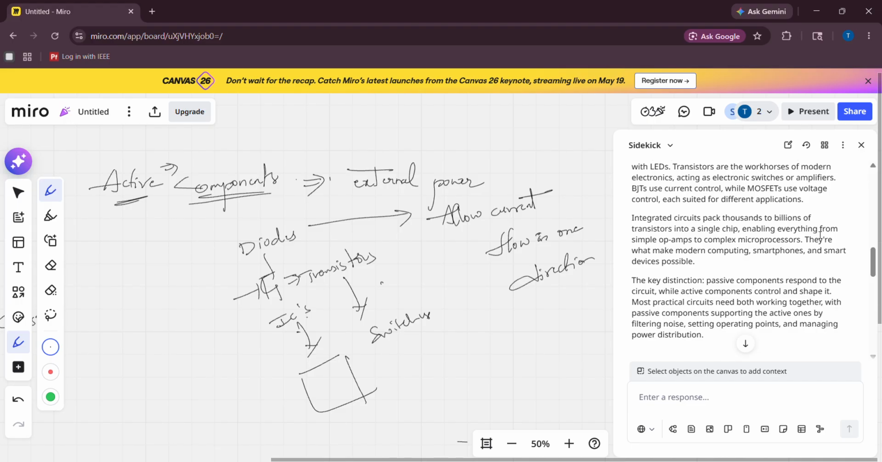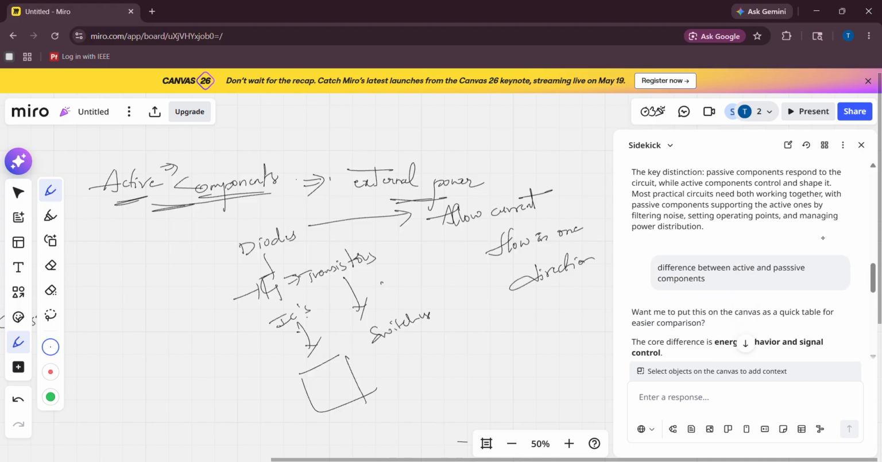The key is that passive components respond to the circuit while active components control and shape it. Most practical circuits need both working together, with passive components supporting the active ones by filtering noise. What it finally says is that passive components do not need any external power; they can only shape the energy which is in the circuit. The active components need external power; they can amplify or switch the circuit, and need external power to do any further operation on the particular signal.